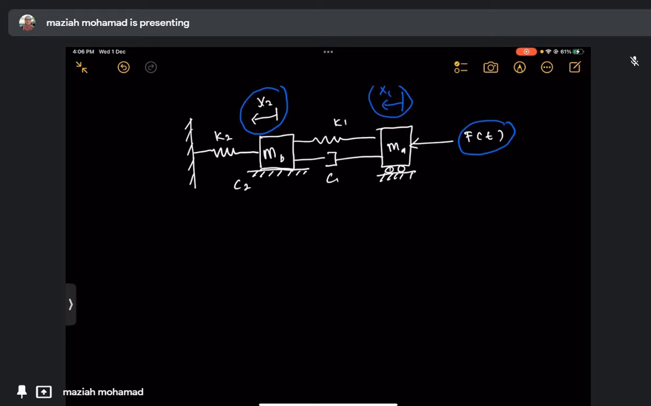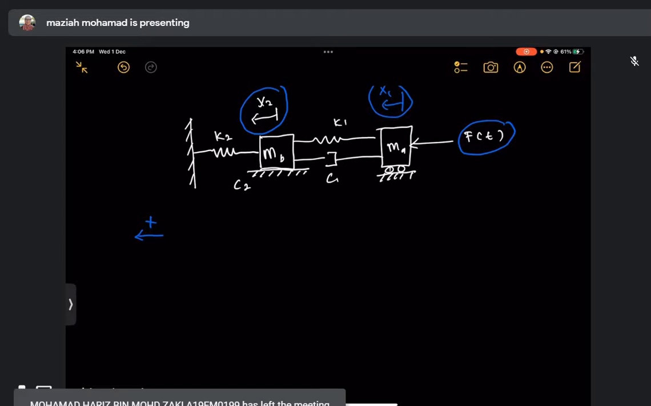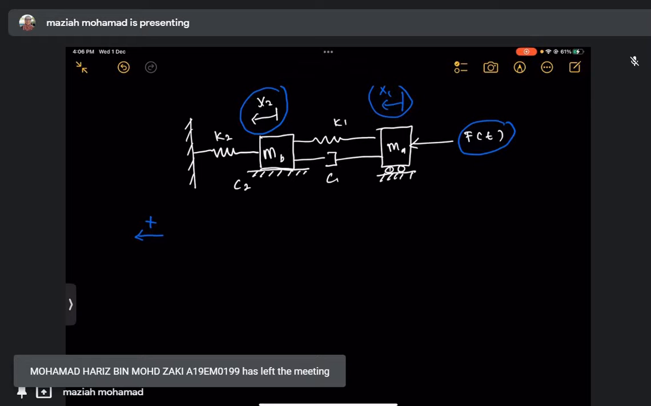So when you derive the equation, you might consider that the direction is the positive one. So we consider the direction to the left is the positive one, right? Other than that, the step is similar. All right, so let's consider MB here.